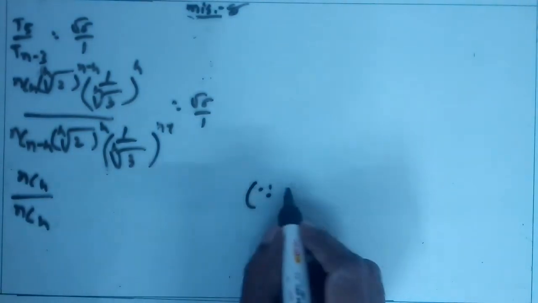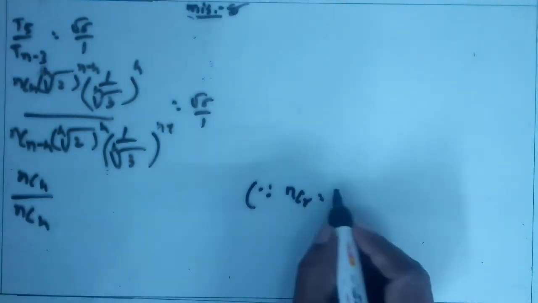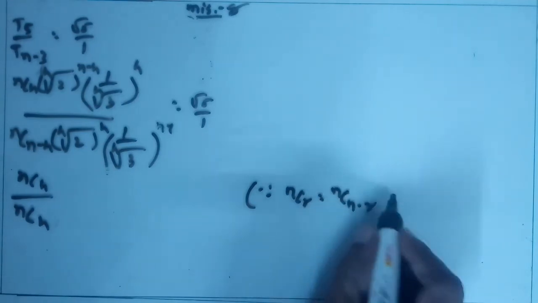Now here NC4 and NC n minus 4 given, so NC4 upon NC n minus 4 is equal to NC n minus n plus 4, that becomes NC4. Okay, write this rule: NCR is equal to NC n minus r. Apply the same for these terms.